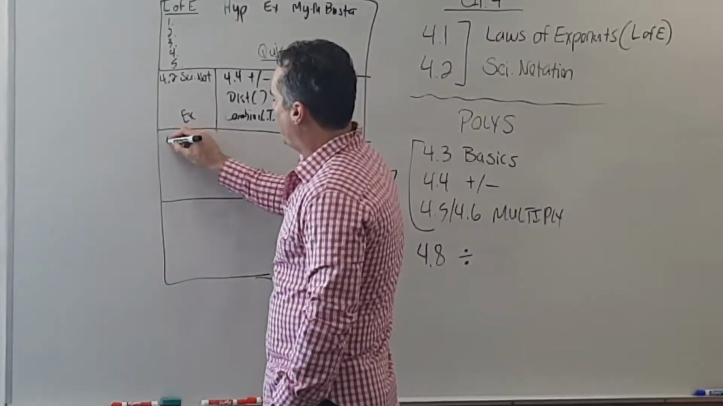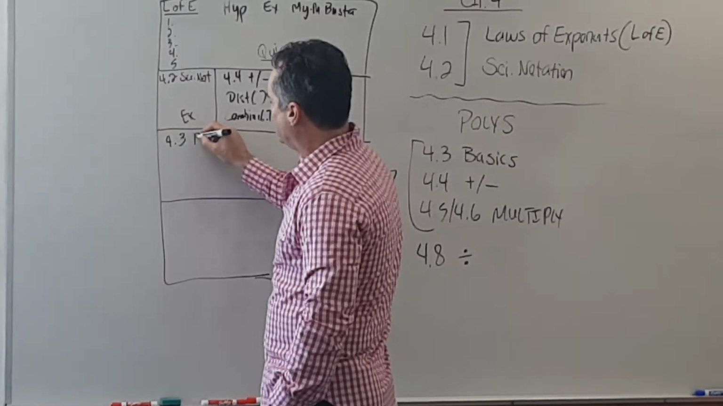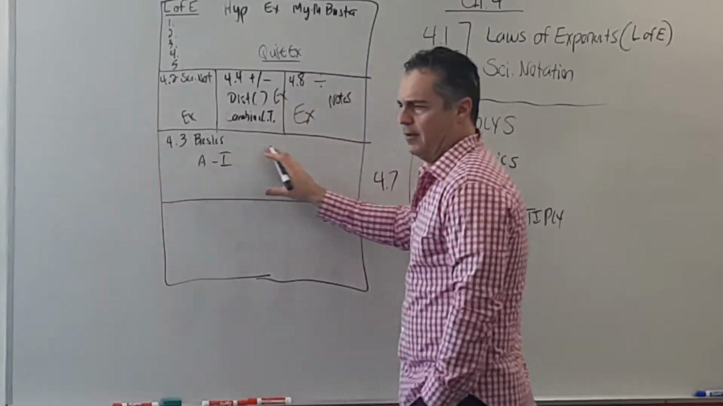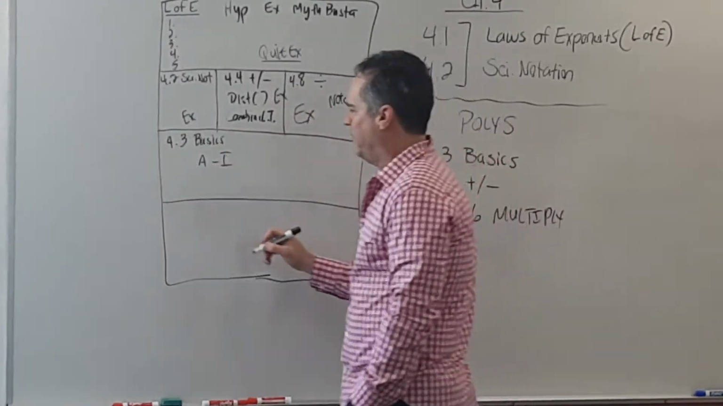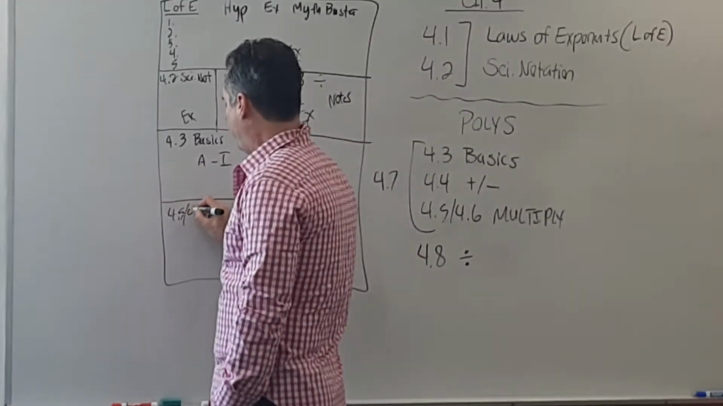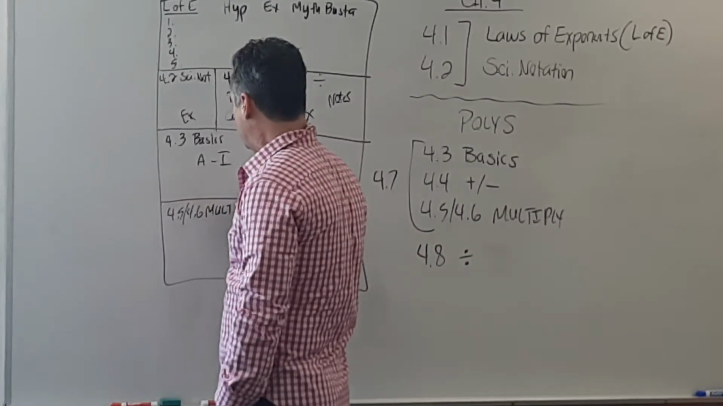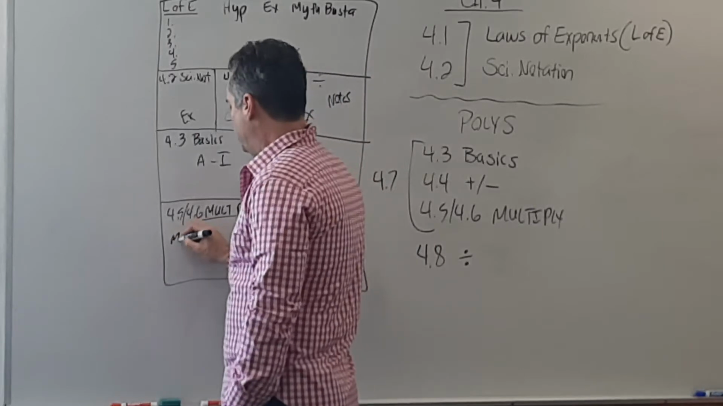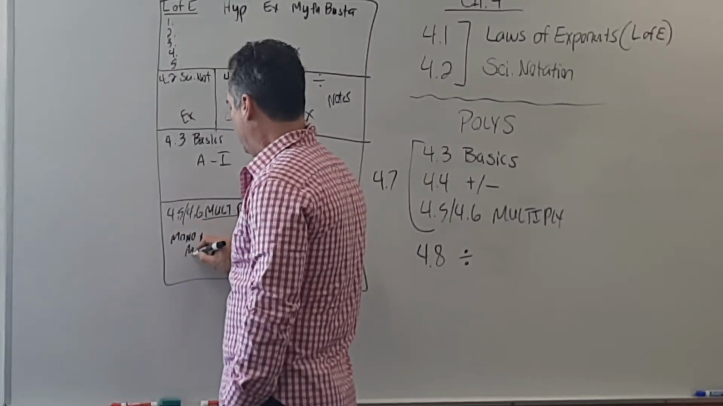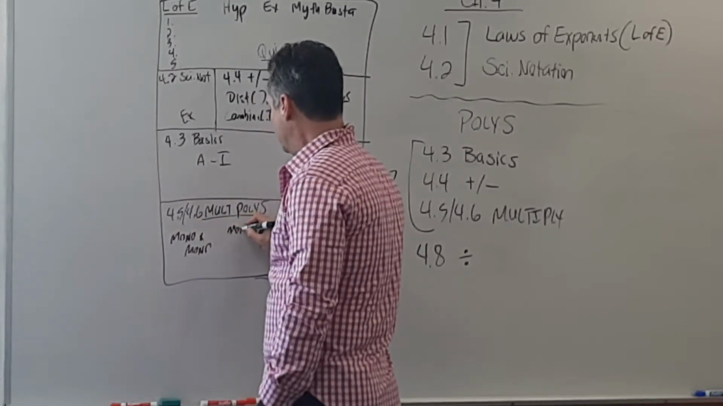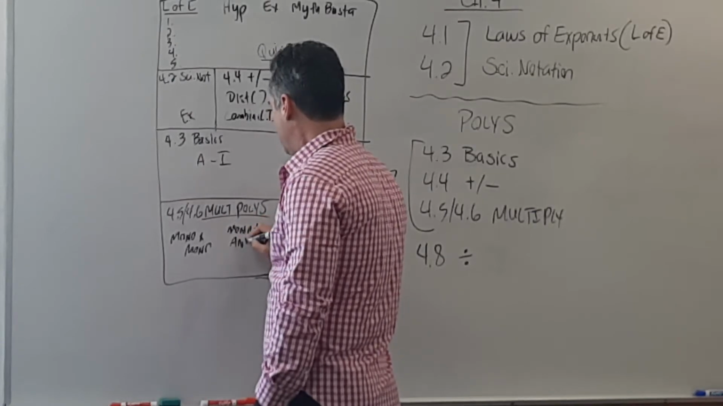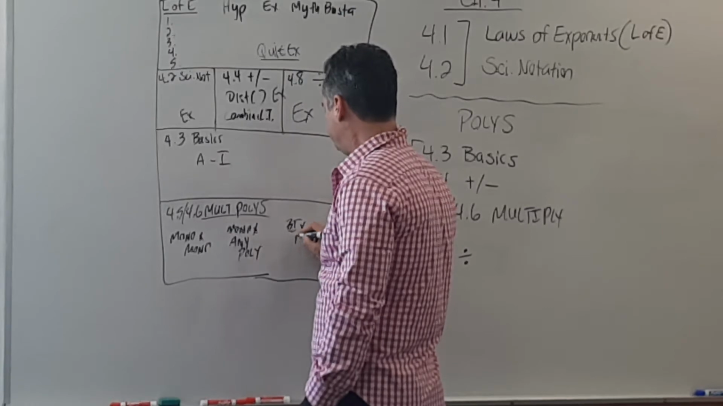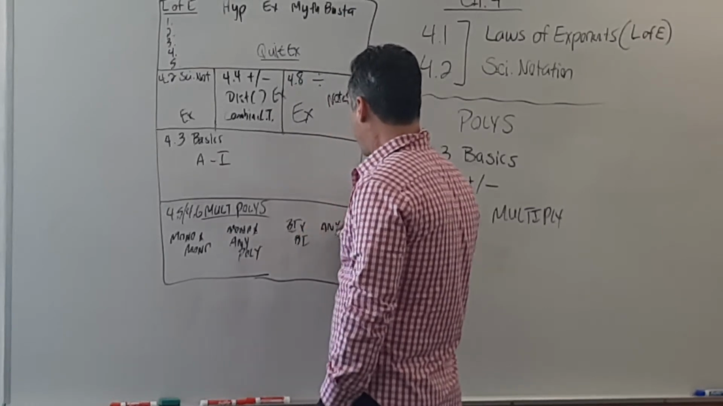I would have 4.3 right here. This is the basics of polynomials, and we had A through I that we went through, and I would have all that in there. And then 4.5 and 4.6, this should be your multiplication of polys notes that you extract from those videos, where we did have mono times mono, mono times any poly, bi times bi, and any poly, any poly.